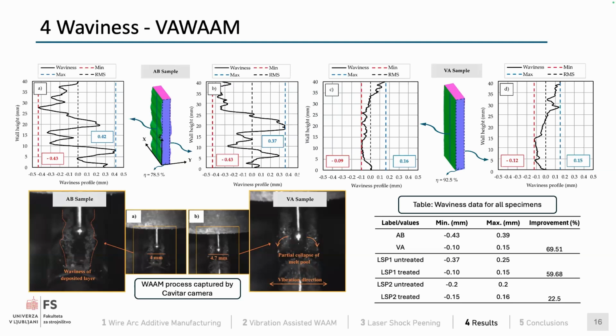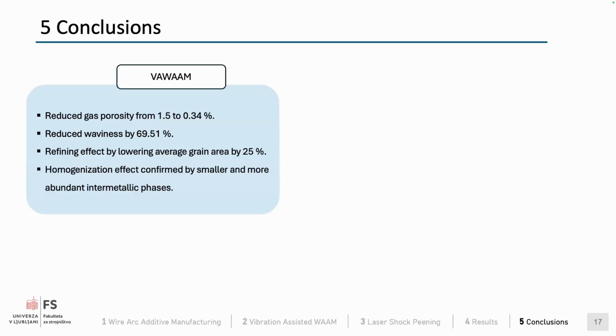So with this partial collapse of the melt pool, we actually hinder the transition between the layers, thus leading to lesser waviness. We also plotted all of our data in a table for better comparison, and we see that the vibration-assisted process was actually the most impactful on the improvement of the waviness, followed by the LSP1 process and the LSP2 configuration. So the conclusions are as follows.